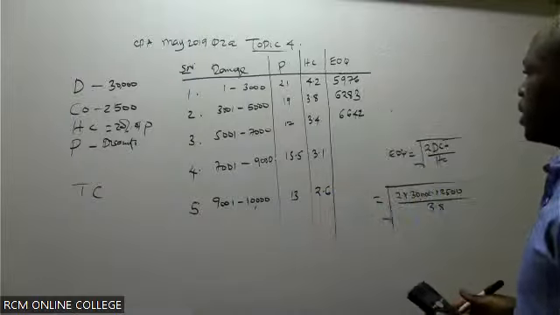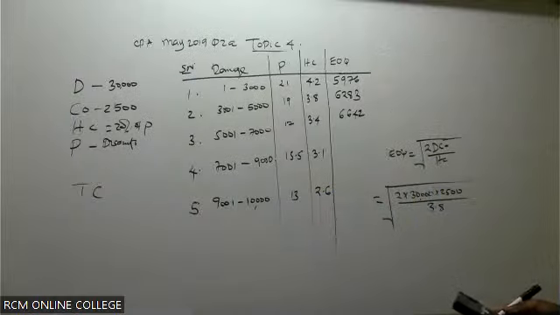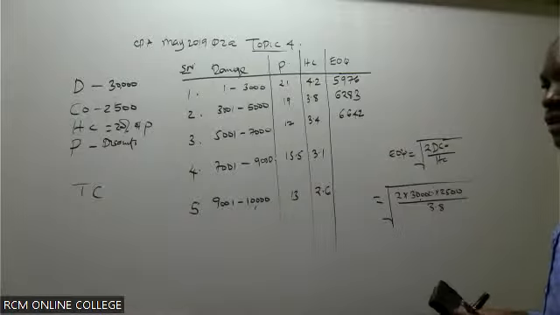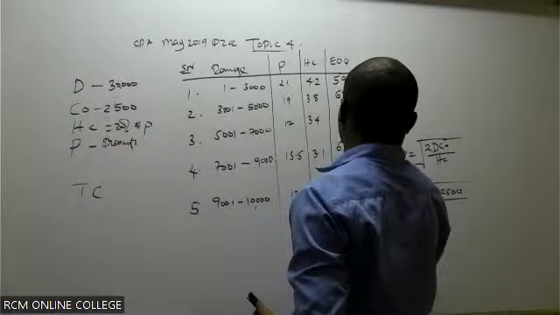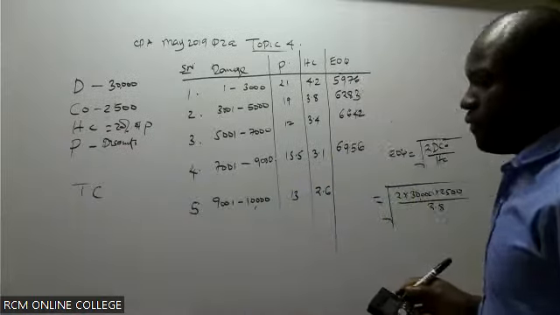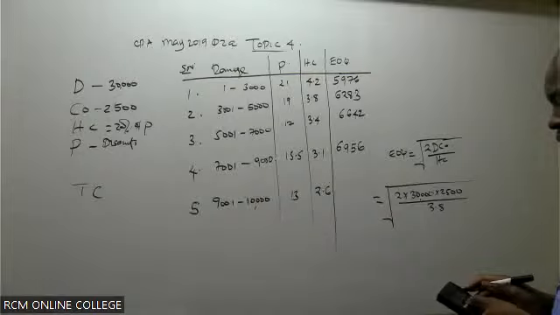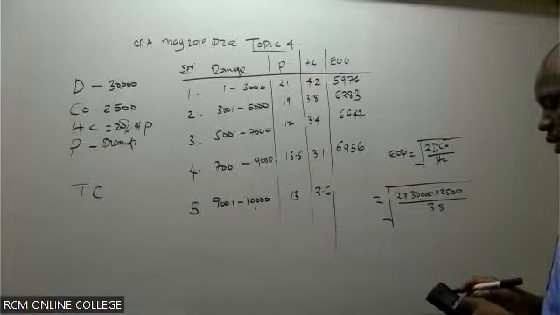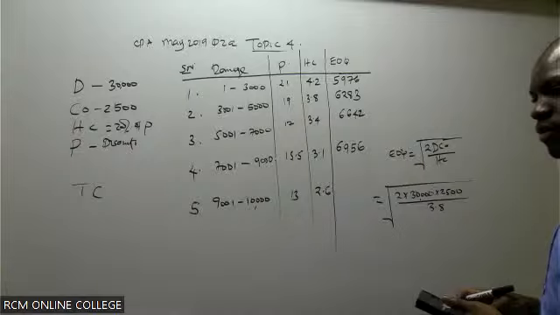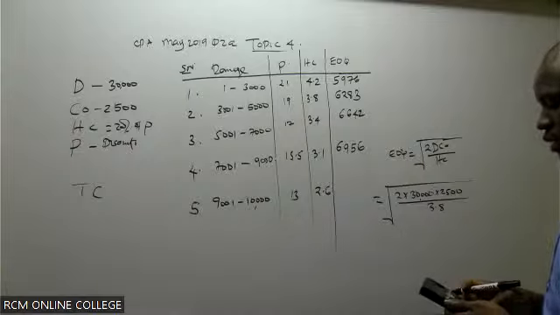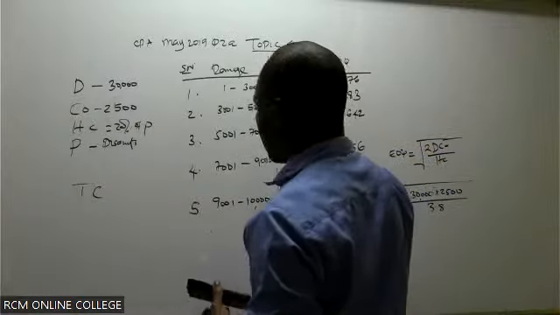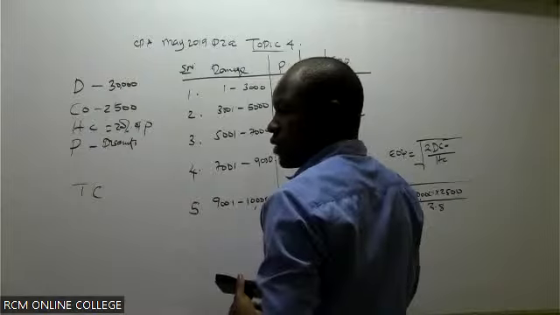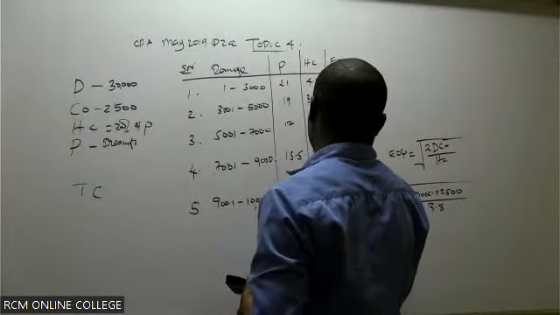Then the fourth one, tunapata ngapi? 3.1. 6956. Is it? Then the fifth one, or the last one, tunapata ngapi? 75.95. 5 ama 96. Umeround off sana. 75.96.